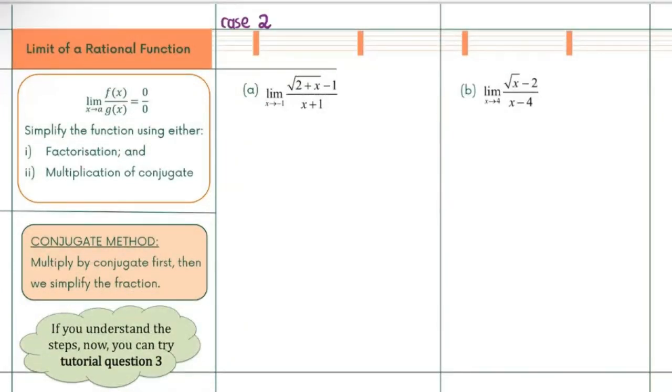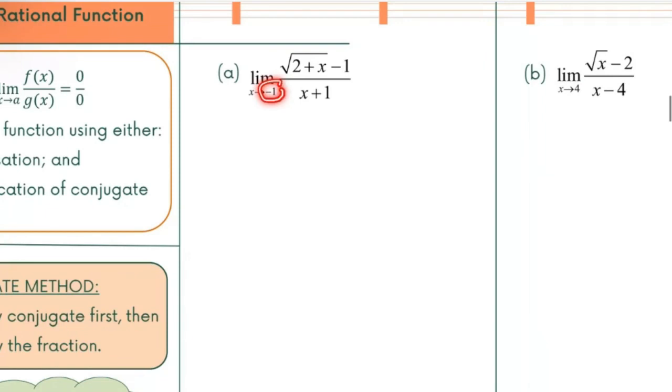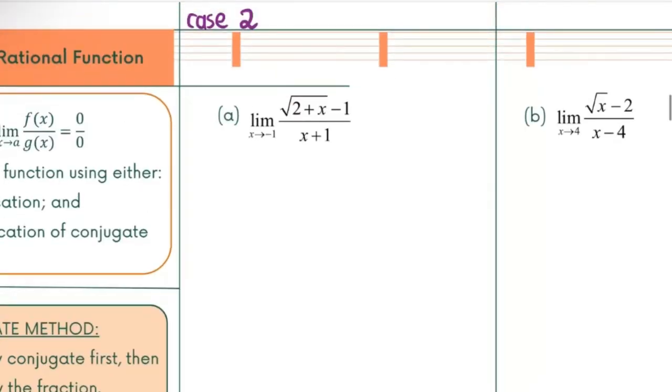Okay, so this time, bila kita gantikan, saya gantikan negative 1. Ni negative 1 kan? So if I substitute negative 1 into this x, so 2 tolak 1, kita akan dapat 1. So square root of 1 minus 1 dapat 0. So numerator dapat 0. And then bawah ni pun bila gantikan negative 1 plus 1 pun dapat 0. So maksudnya this one masih lagi case yang kedua where we end up dapat 0/0.